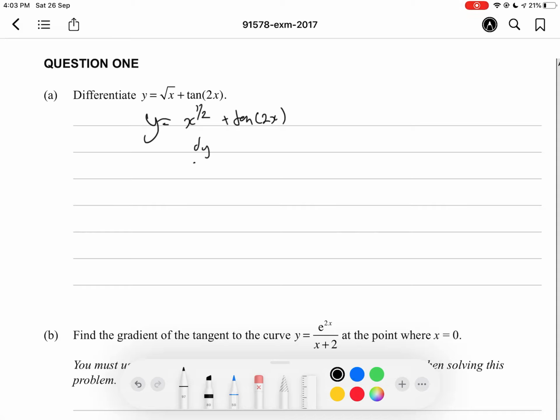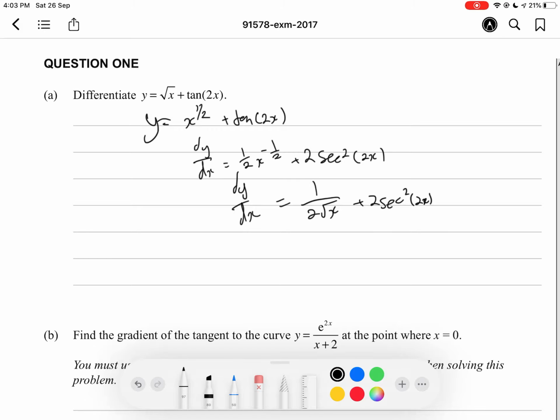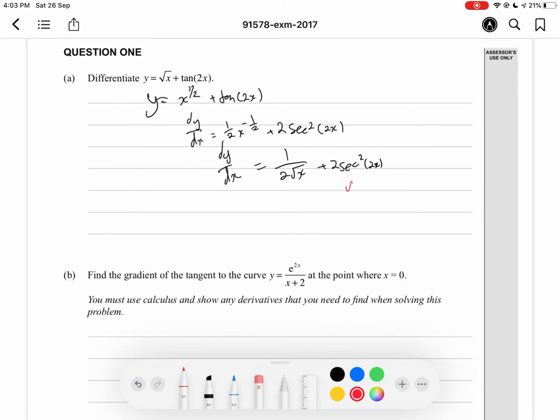So dy over dx equals 1/2 times x to the power of negative 1/2 plus 2 times secant squared 2x. For the tan 2x, tan differentiates to secant squared, and we need to multiply by the derivative of the inner function. So we need to multiply by the derivative of 2x, which is 2. So we get plus 2 secant squared 2x, and we can tidy this up a little bit. So dy over dx equals 1 over 2 root x plus 2 secant squared 2x. And that's our final answer for this question, and just an achieve level question.